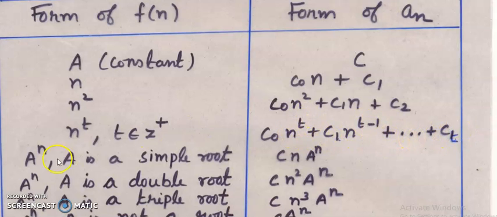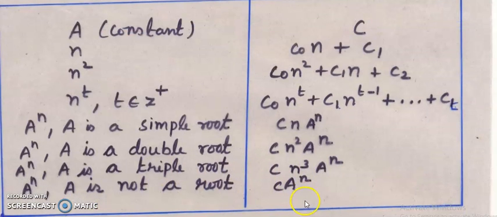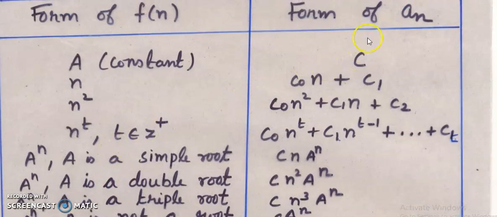If it is n raised to t, then c0 n^t + c1 n^(t-1) + etc. + ct. Then for a^n, where a is a simple root, c n a^n is the solution. For a^n where a is a double root, then c n² a^n. For a^n where a is a triple root, then c n³ a^n is the solution. For a^n where a is not a root, c a^n is the solution. So you can note down this table, which shows how to take the general solution of the non-homogeneous recurrence relation.